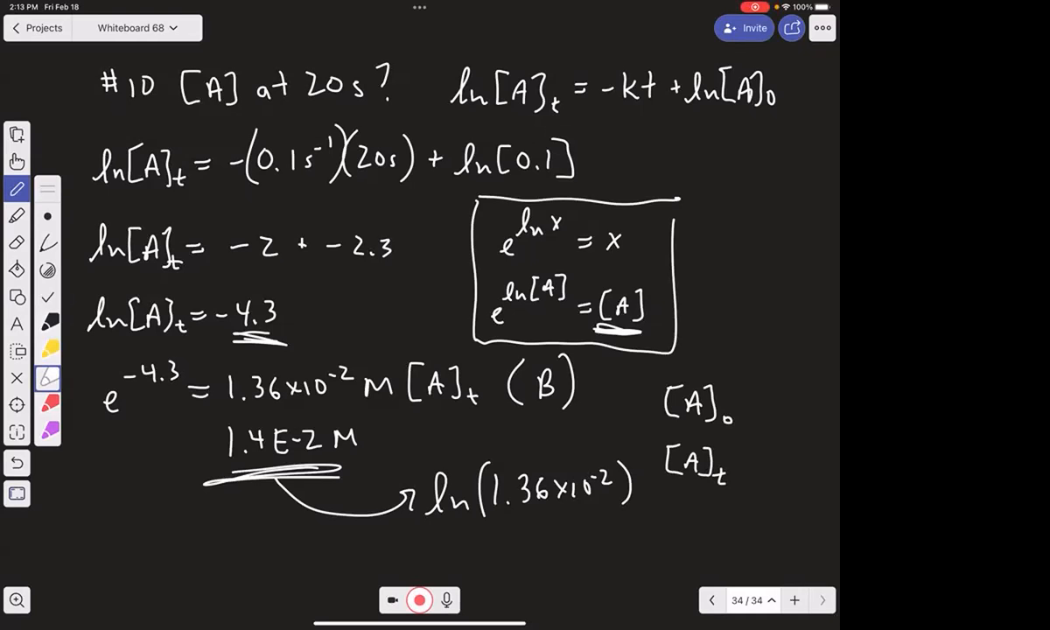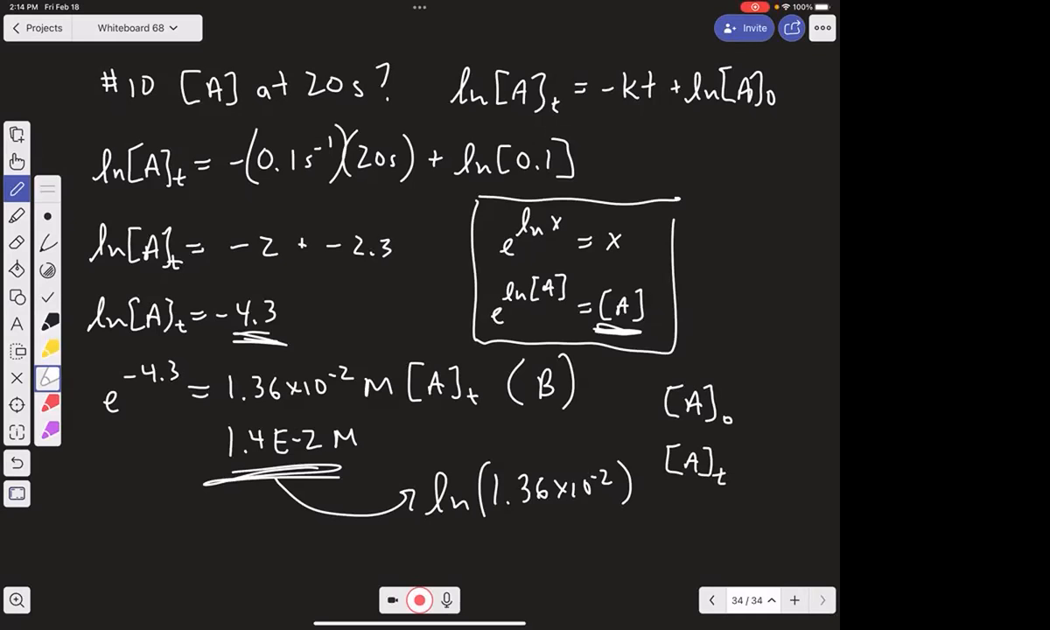I forgot who asked this question. So this is at time 0. This is our initial concentration. A at time t is at some point in the future. For question 9, it was 8 seconds in the future. For this question, it's 20 seconds in the future. So this will always be our future concentration, and this will always be our initial concentration.